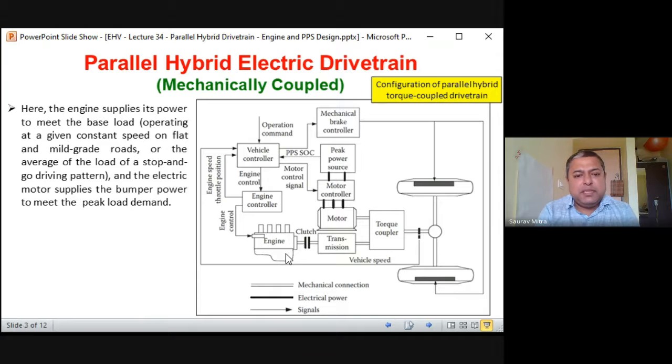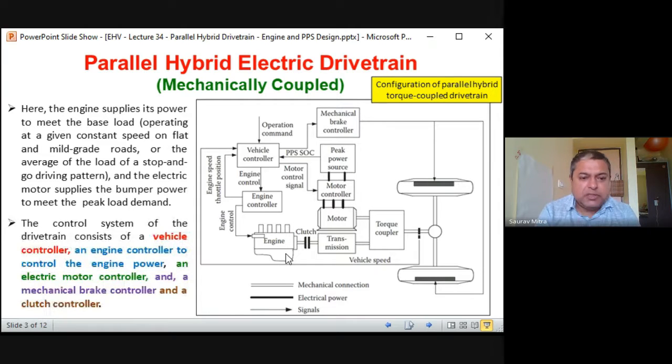This is the same diagram. It was shown to you yesterday. So this is the introductory diagram for parallel hybrid torque coupled drivetrain. Here there is an engine and there is a peak power source, which is a battery. So these two are the main power sources. Engine is generating mechanical force, that is through transmission going to the torque coupler. This PPS is also producing some kind of energy, electrical energy, that is running this motor through the motor controller, and that is actually going to the torque coupler. So both these torques are getting coupled. Now this is a torque coupling method, that's why it is called torque coupler.